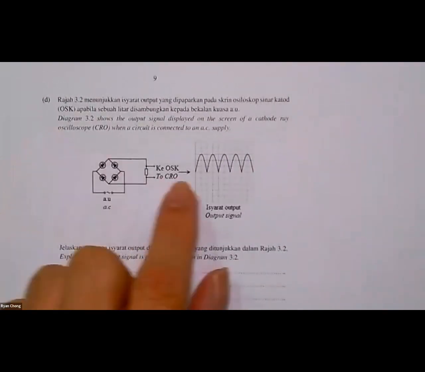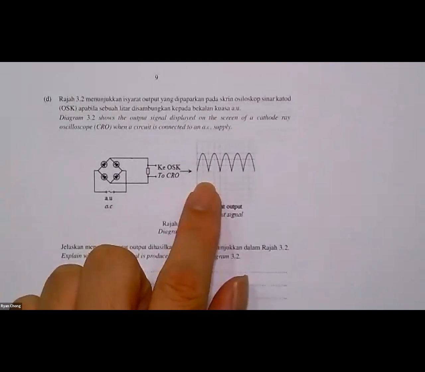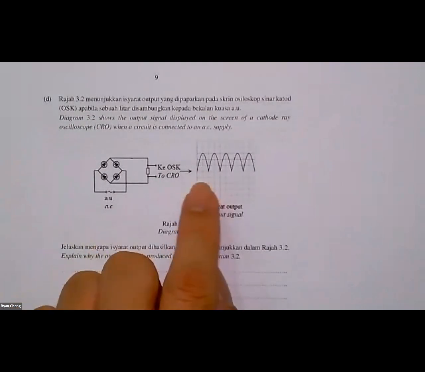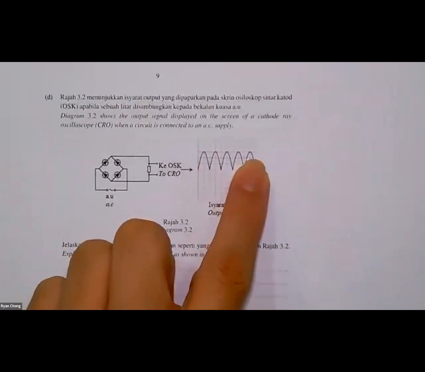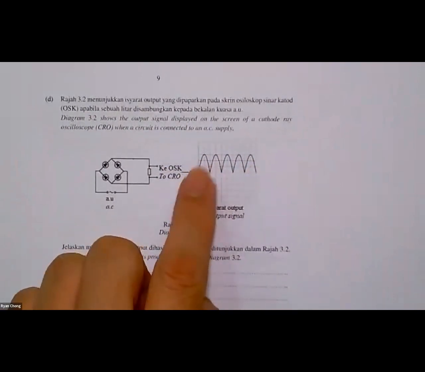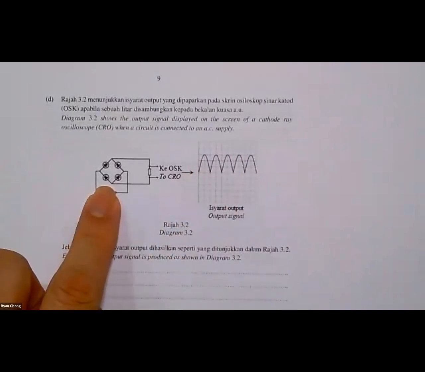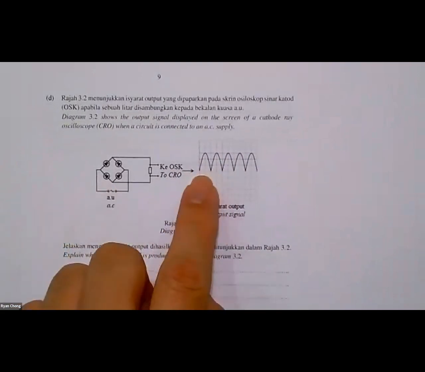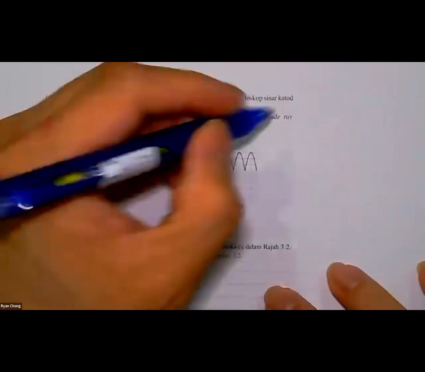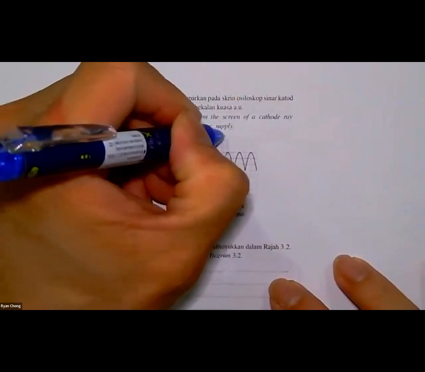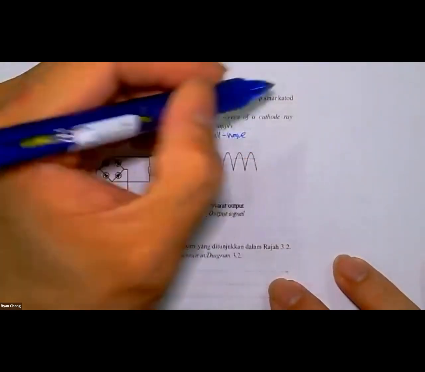Diagram 3.2 show the output of the CRO show on the screen. So you see, this one is a full wave because all the wave being flow, right? And some more they got 4 diode. Got 4 diode and the wave is like this. This one is confirmed is a full wave rectification, right? So you can write down full wave rectification.